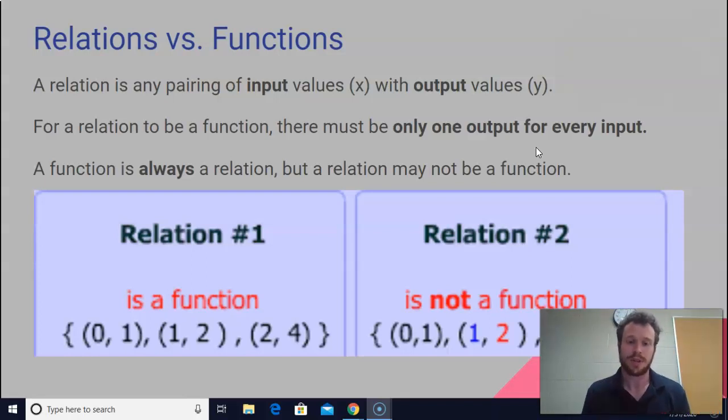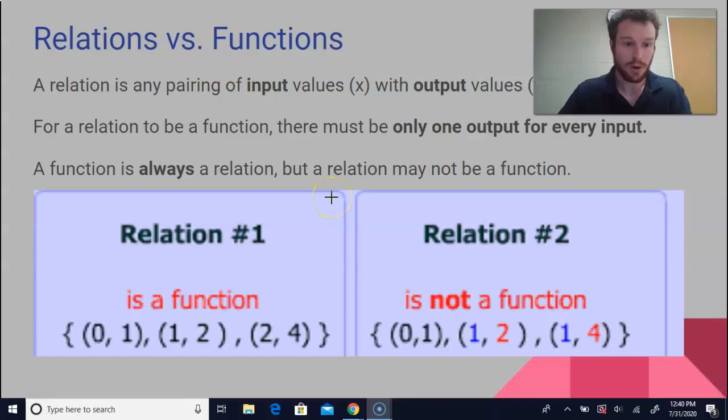I want you to think of another way to phrase that and answer the Edpuzzle. Another way to phrase that is that for each input, there is only one output. So a function is always a relation, but a relation may not necessarily be a function if it does not meet that rule.